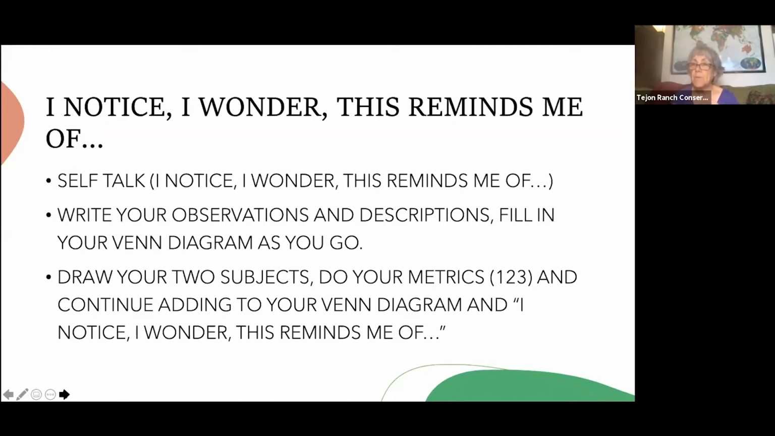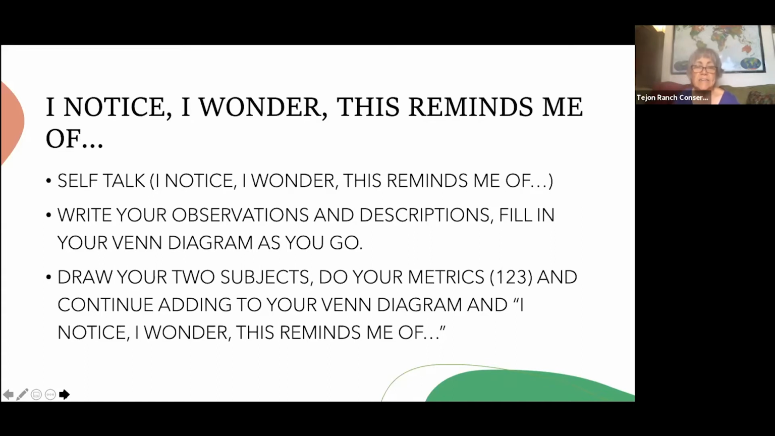Okay, remember what you're going to put in your journal entry. You're going to start by self-talk. So you're going to talk about the two things, the two very similar things that you are comparing and contrasting. I notice, I wonder, this reminds me of. And then you're going to write them down. And as you're writing them down, remember that you're going to repeat it. So it's not just one thing that you notice, but all the things you notice. It's not just one thing that you wonder, but all the questions that you have. And anything that it reminds you of, write those things down.